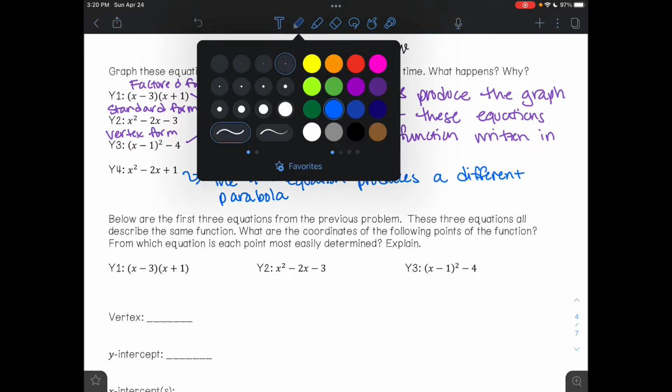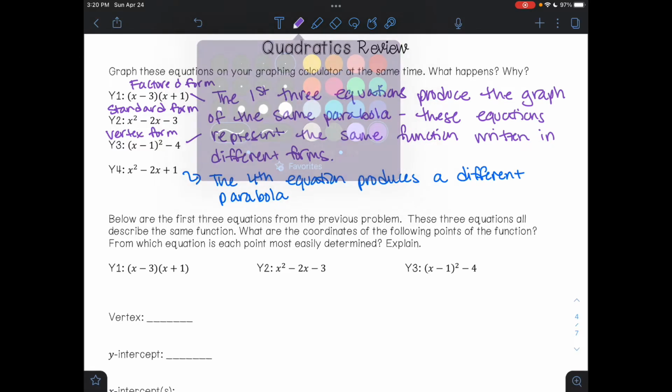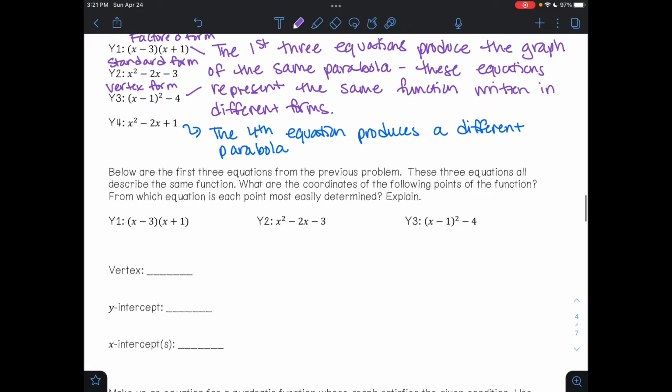So if I go back and we look at the next example, it says below are the first three equations from the previous problem. These three equations all describe the same function. What are the coordinates of the following points of the function? From which equation is each point easily determined? Explain. So this is factored form again, or intercept form. This one is standard form. And this one here is vertex form.